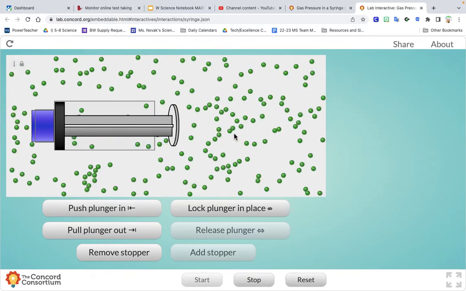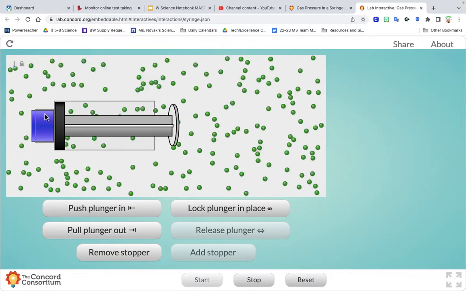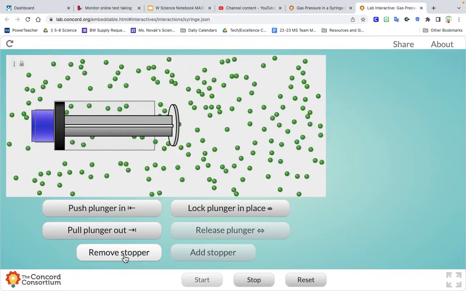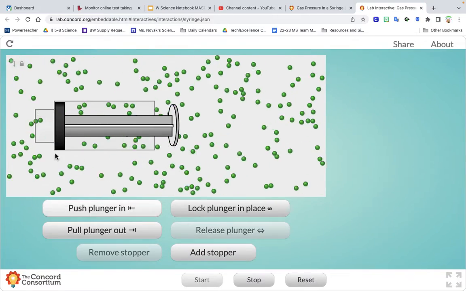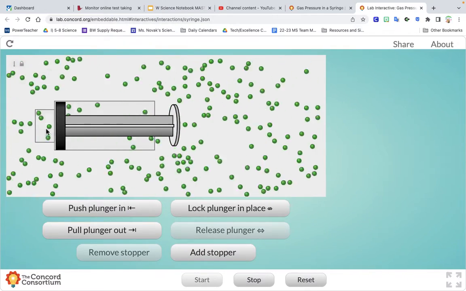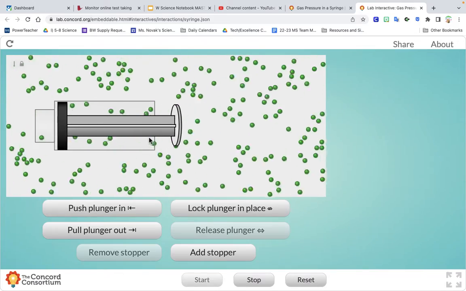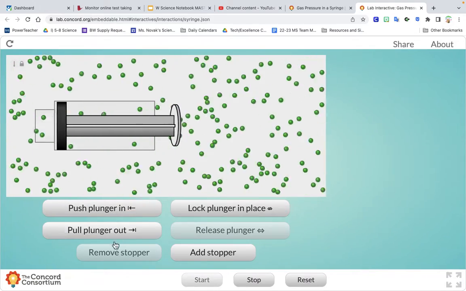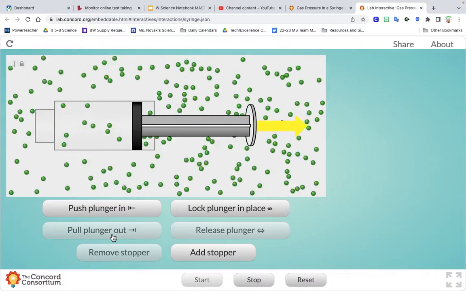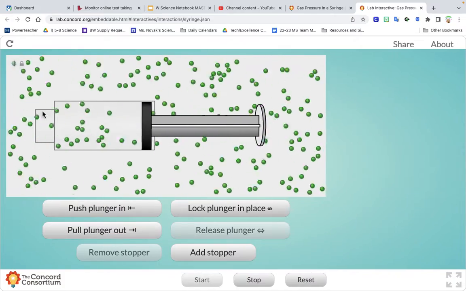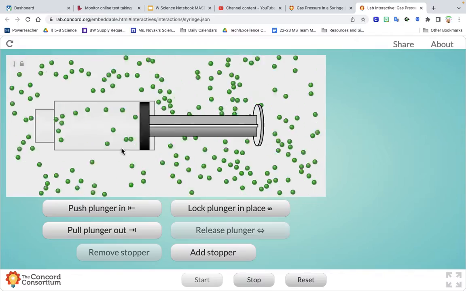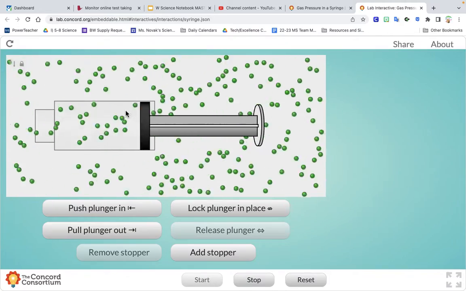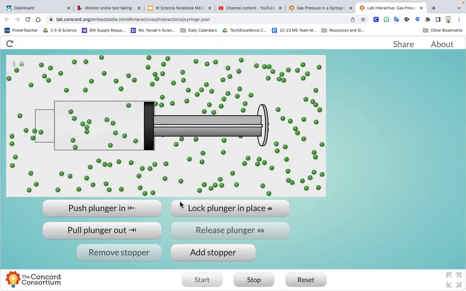So we're going to go ahead and reset this right now. We have a stopper, which means it's blocking the air out. If we remove the stopper, we can see that there is air going inside of the syringe. So let's pull that plunger out and see what happens. As we pull that plunger out, we see that the syringe fills with air particles and they're bouncing around inside.